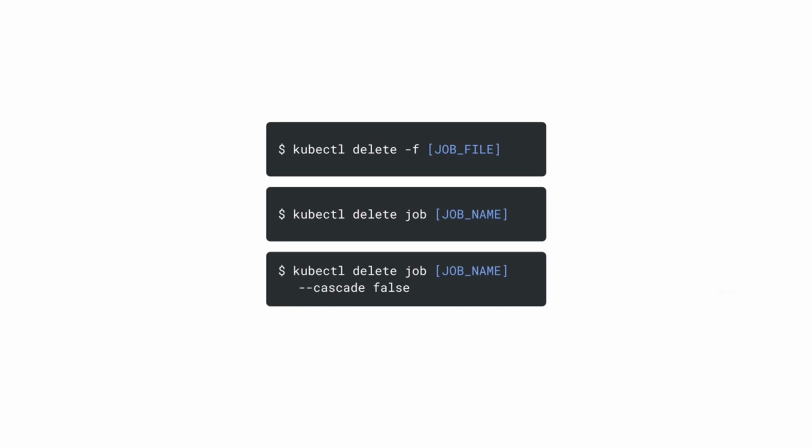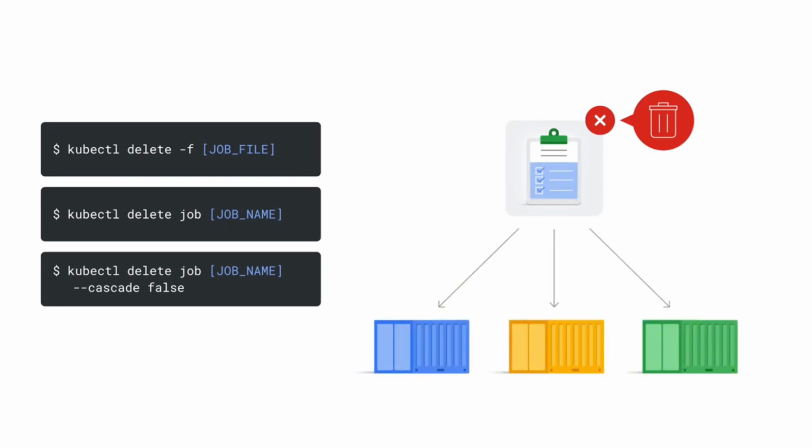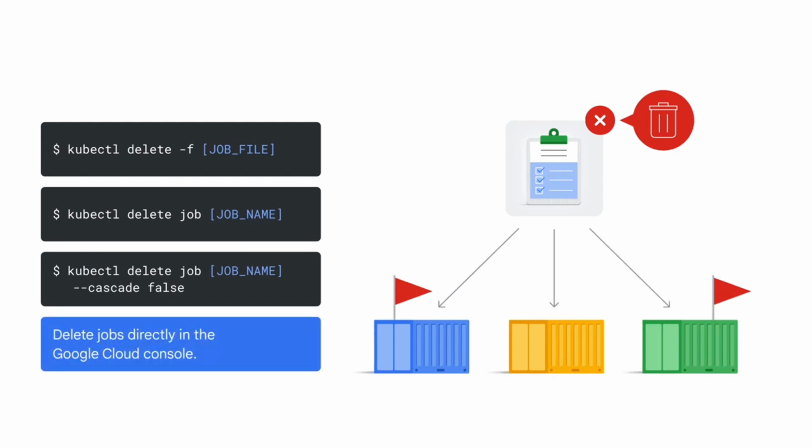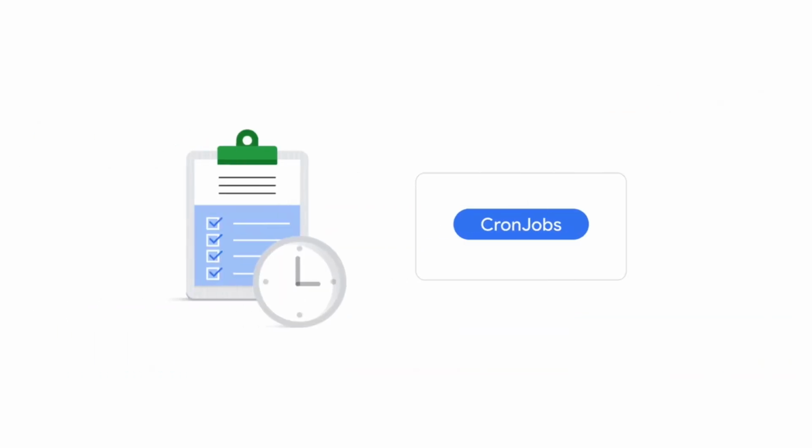You can use the kubectl get command and label selector to filter pods. Job details can also be viewed from the Google Cloud Console. You can delete a job by using a kubectl delete command. When you delete a job, the job's pods will also be deleted, but you can retain the pods by setting the cascade flag to false. Alternatively, you can delete jobs directly in the Google Cloud Console. Let's finish this lesson by exploring cron jobs.